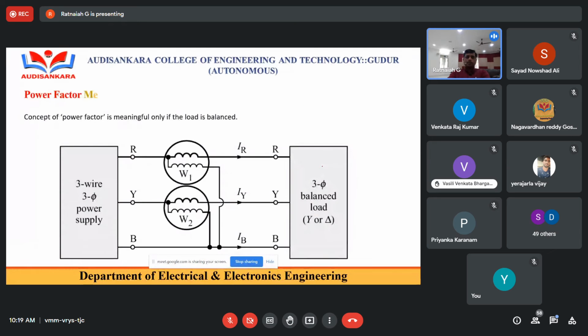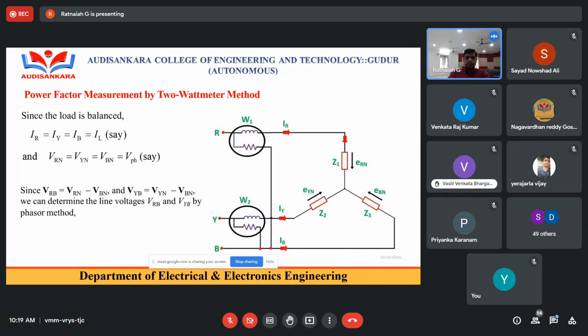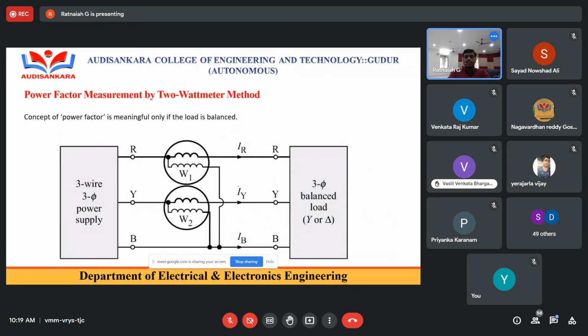Right. Coming to the next concept, power factor measurement by the 2 wattmeter method. So how to measure the power factor using 2 wattmeters? I can explain for both delta and star connection, so that with the phasor diagram you can understand. I think this method is very easy to calculate the total power, right?